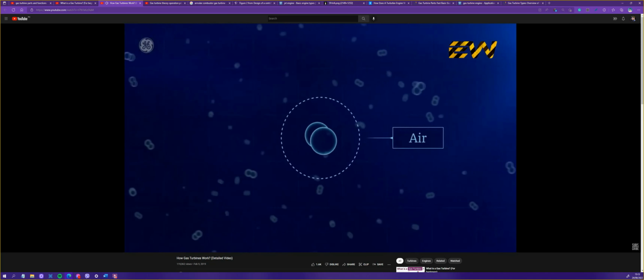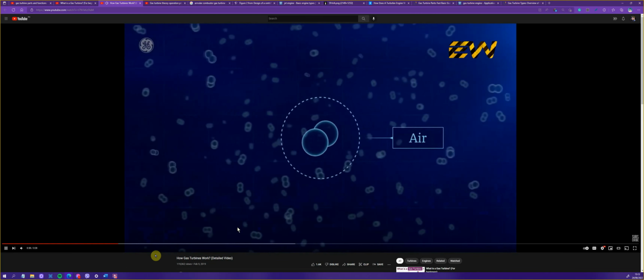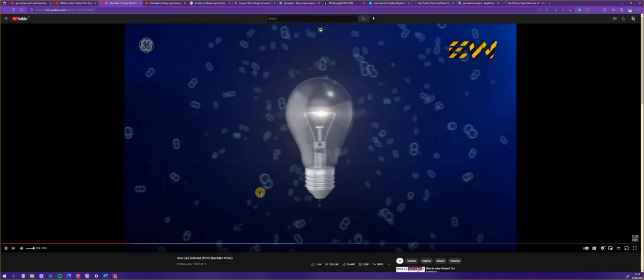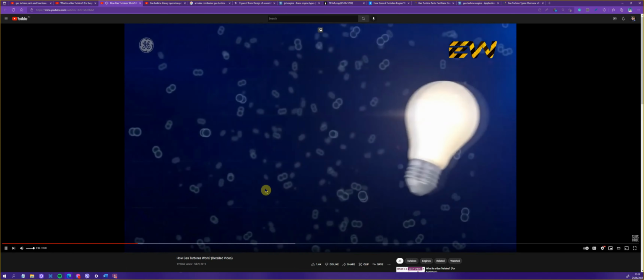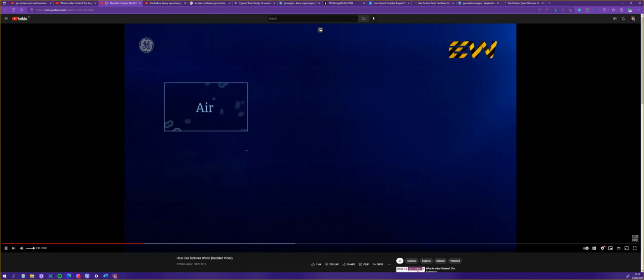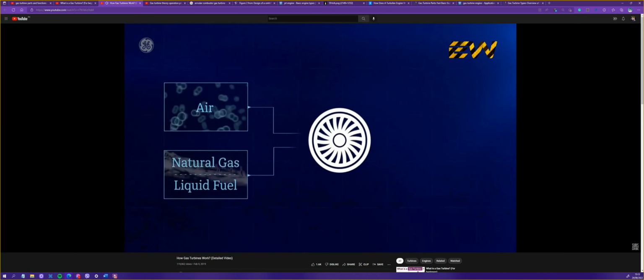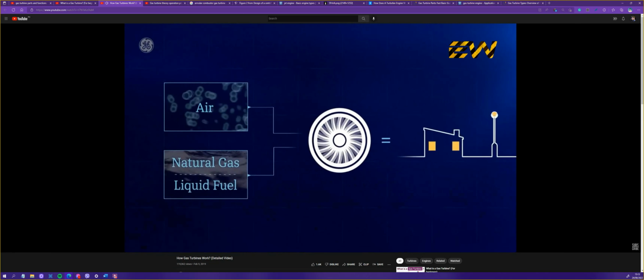A lot of gaseous molecules floating all around us. It's great for breathing, and it turns out it's great for getting lights turned on. That's because air, along with abundant natural gas or other fuels, are the ingredients that combine in a gas turbine to spin the generator that produces electric current.